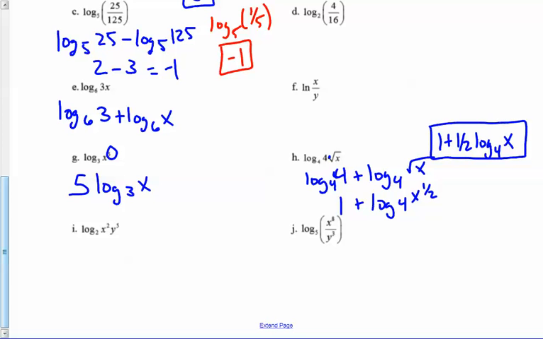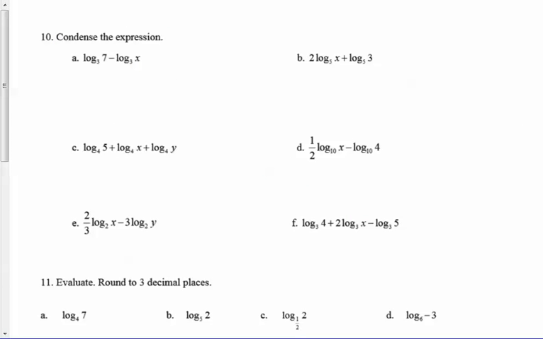Okay. But again, I think expanding and evaluating, most people were doing well with. Condensing, right, is to pull it all back in. I see subtraction, so there's a single log, log base 3 of 7 over x.